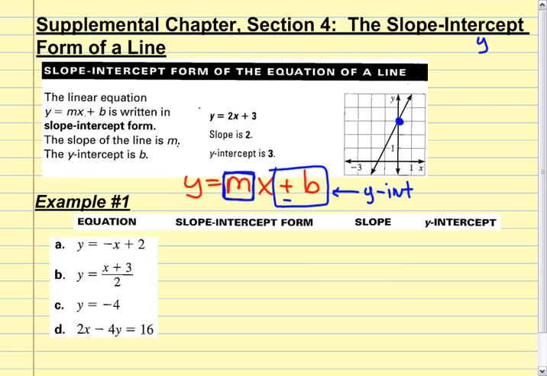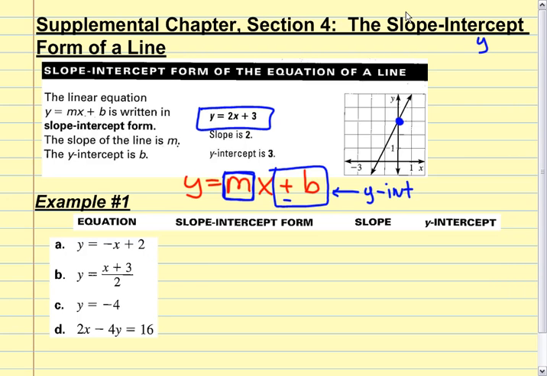Look at this example that they gave us. Y is equal to 2x plus 3. The y-intercept is what? Raise your hand. What's the y-intercept of that graph, Clay? 3. So I go to the y-axis, I count up to 3, and I put a dot there, because that's where it crosses the y-axis.